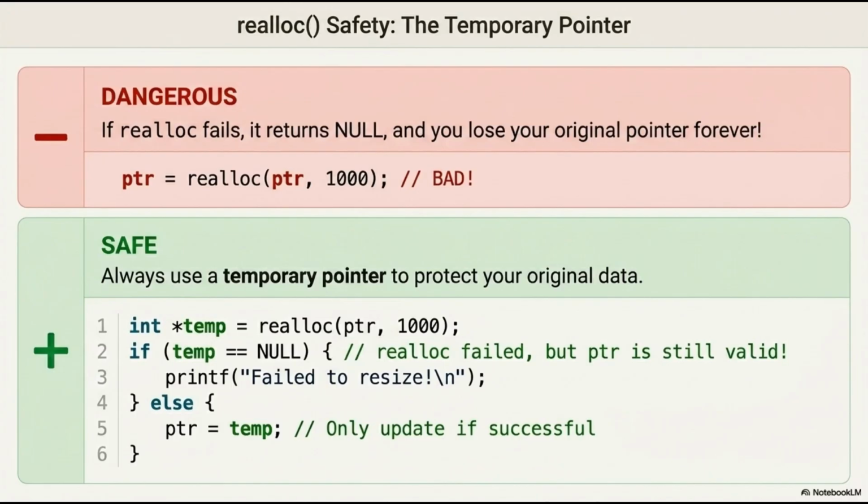The bulletproof way: always use a temporary pointer. You call realloc and assign it to a temp pointer. Then you check if that temp pointer is null. If it failed, your original pointer is perfectly safe. You only update your main pointer if the resizing was 100% successful.